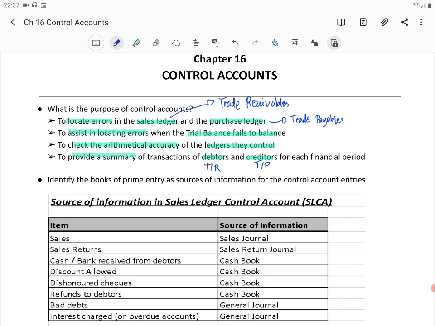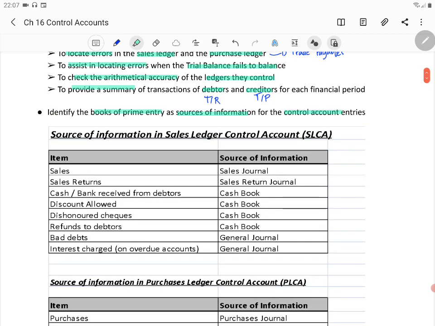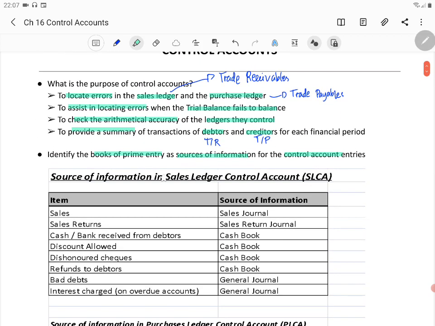Next one is identifying books of prime entry as the source of information for preparing control accounts. Now, number 1, in controlling sales ledger, or when we are preparing sales ledger control accounts, there are 8 items inside the sales ledger control account, and each of them is taken from books of prime entry.